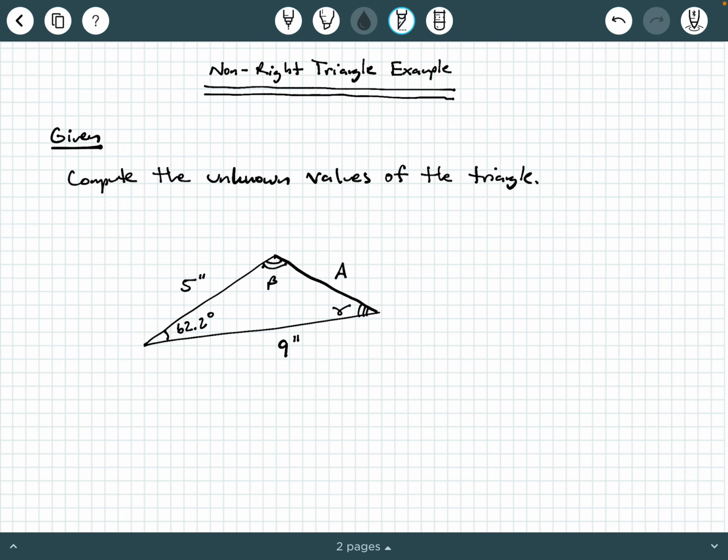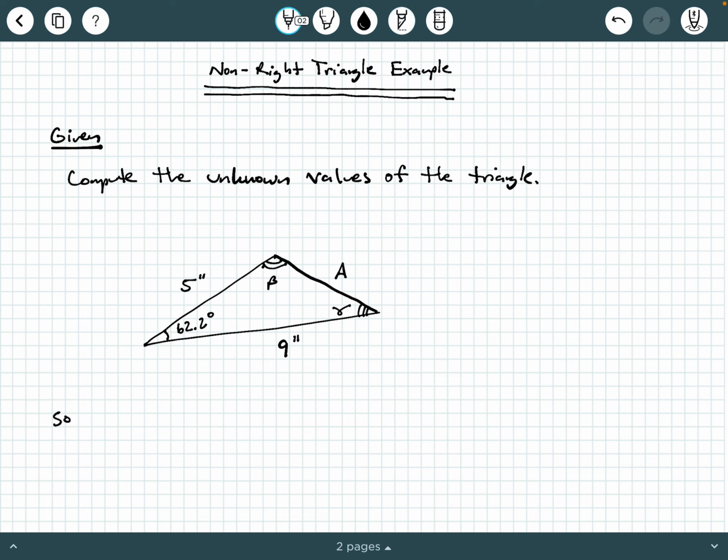So what are our three unknown values? Well, we have side A that we don't know. We have interior angle beta that we don't know, and interior angle gamma that we also don't know. But we do have three pieces of information that we do have, okay?